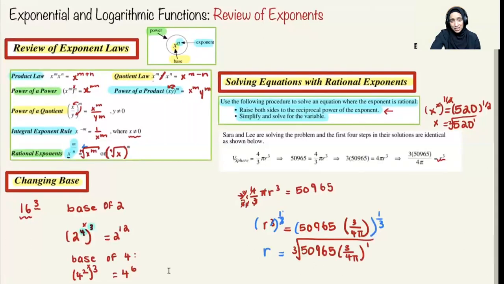All right, everyone. So that's it for this section, reviewing exponents, knowing how to use exponent laws, and solving equations with rational exponents. This is pretty much it for this section. So join me in the next section where we're going to talk about the next topic in this unit. Bye.